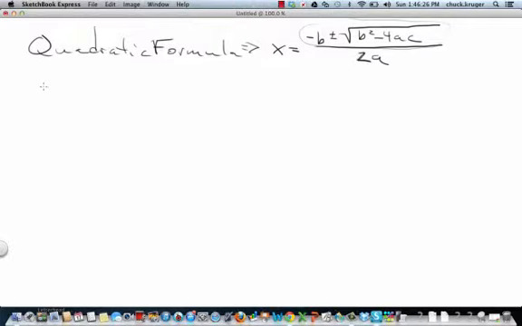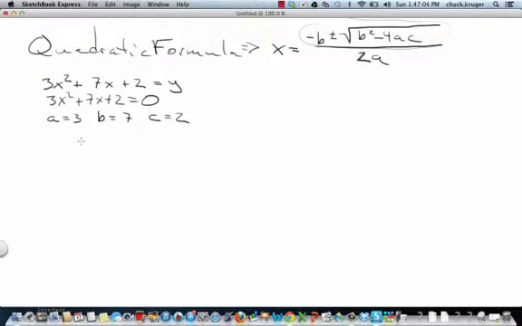Alright, so this is our example. My equation is going to be 3x squared plus 7x plus 2, and it's equal to y. So the first thing I'm going to do is write 3x squared plus 7x plus 2 equals 0. And I'm going to identify that a is 3, b is 7, and c is 2. And then I'm going to put my values in there.